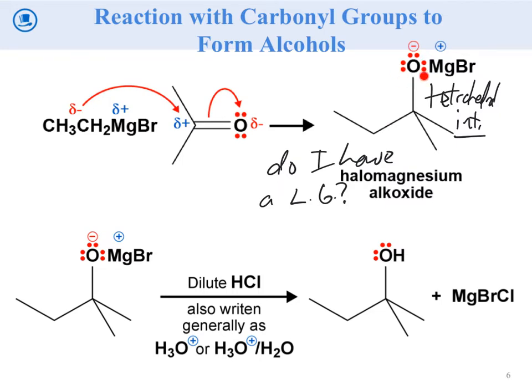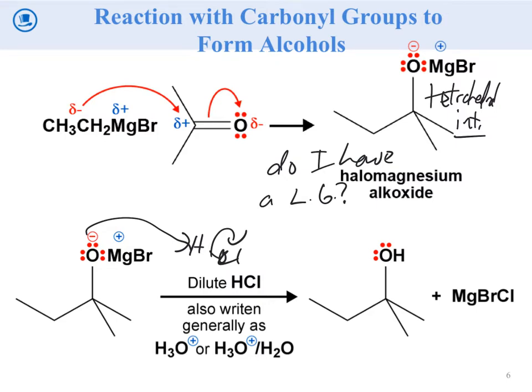If we don't have a good leaving group, then we want to try to protonate this O minus. So this is a new nucleophile. We've balanced our charge. What are we going to react this O minus with? We're going to react it with dilute acid, or H3O plus, or even water will work. If I do HCl, we're going to form our alcohol.